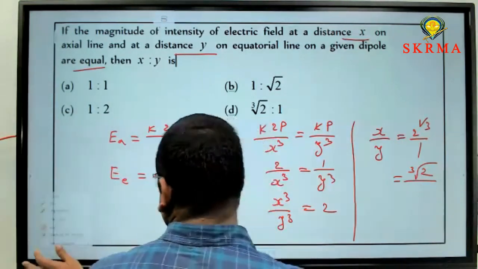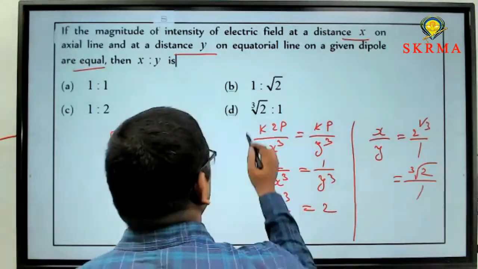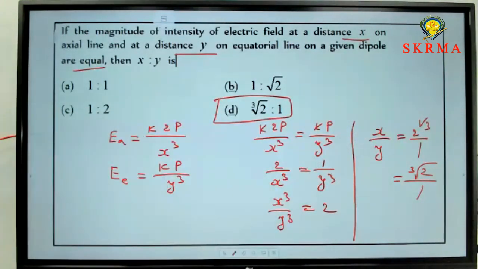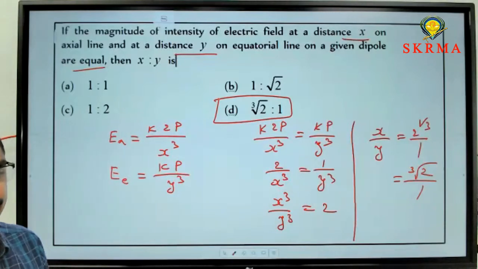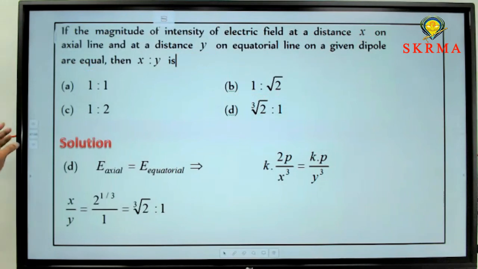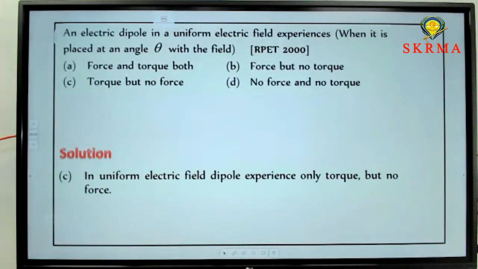So which one is the correct answer? Option D is the correct one. Here x cube by y cube is 2, which means x by y is the cube root of 2 is to 1. This is the answer. Is this clear or not? Then next one. Try to solve this one. The last one in today's topic. Just try to solve this one.